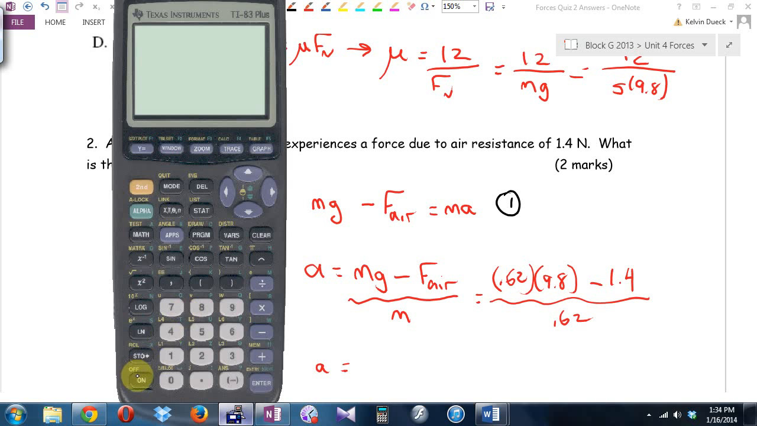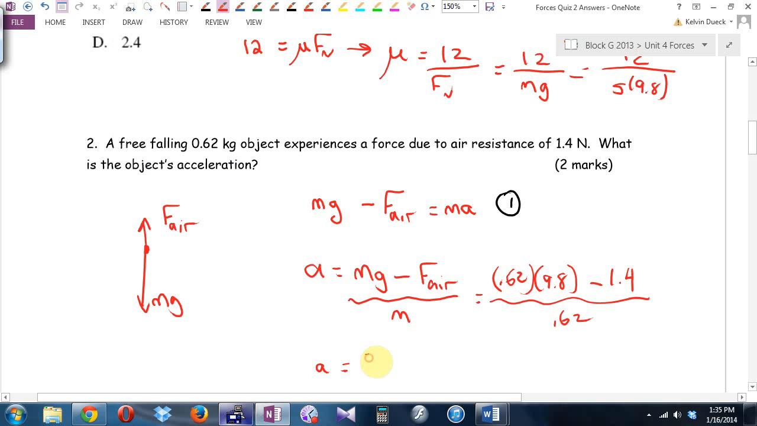Don't know if I can do that one in my head. Well, nah. Bracket 0.62 times 9.8 minus 1.4, close bracket, all divided by 0.62, and I'm going to get 7.5419. I'll go to 2 sig figs, 7.5 units. It's an acceleration.